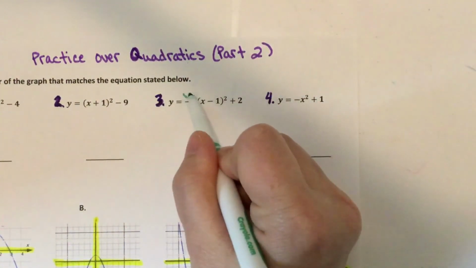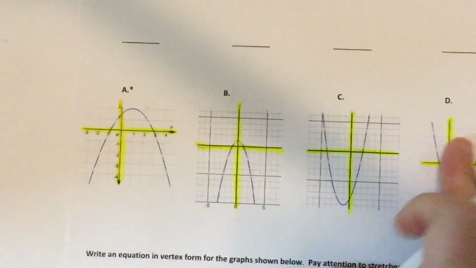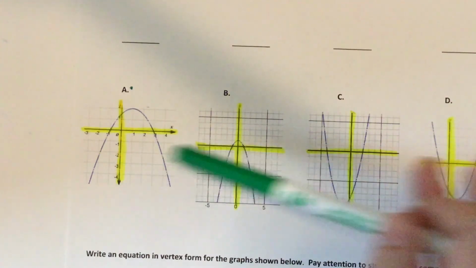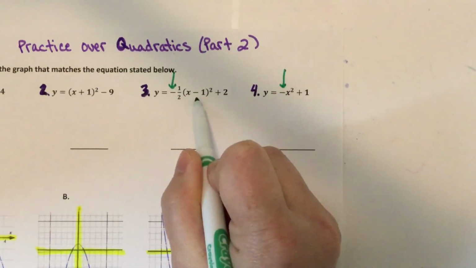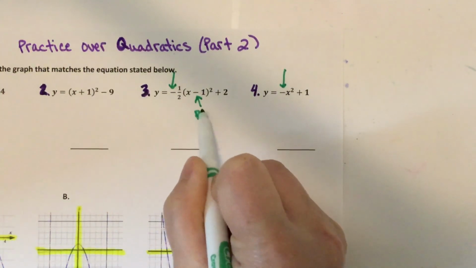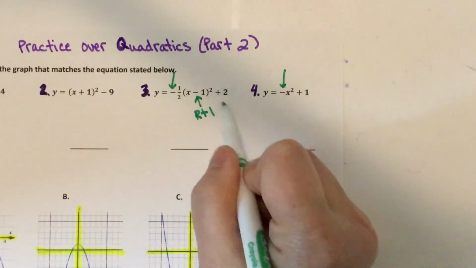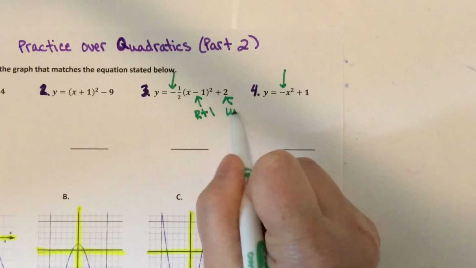3 and 4 are going to open down because of the negatives. So I know that picture A and B have to be number 3 or number 4. Remember, in the parentheses, that's left or right. So minus makes it do what? It makes the vertex go right 1. In the back, that's up or down. So what's the plus 2 make it do? It makes it go up 2.